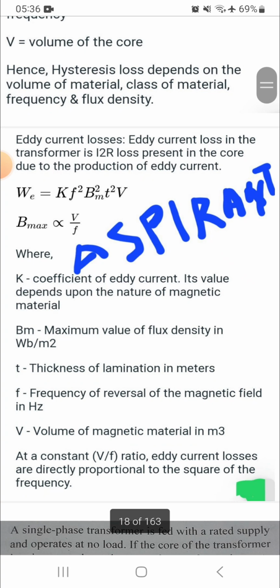Eddy current loss is given here: the eddy current loss in the transformer is the I²R loss present in the core due to the production of eddy current.